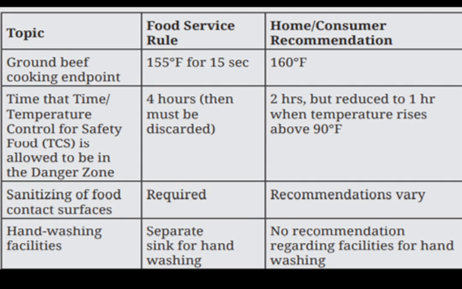The topic is ground beef cooking endpoint. The food service rule is 155 degrees Fahrenheit for 15 seconds, and the home or consumer recommendation is 160 degrees Fahrenheit. Second one is time. The time temperature control for safety food or TCS is allowed to be in the danger zone. The food service rule is 4 hours, then it must be discarded. The home and consumer recommendation is 2 hours, but reduced to 1 hour when temperature rises above 90 degrees Fahrenheit. The third one is sanitizing of food contact surfaces.